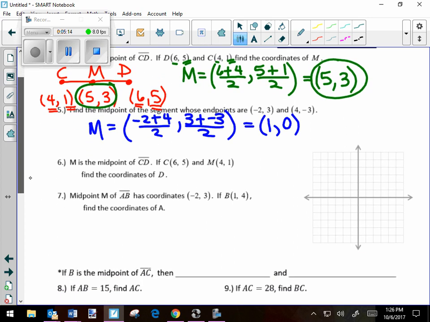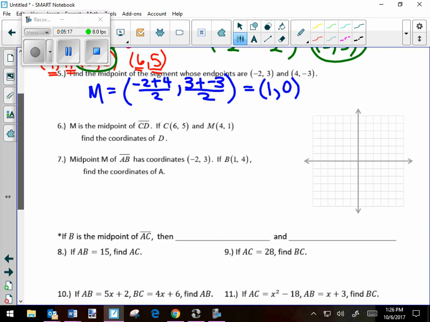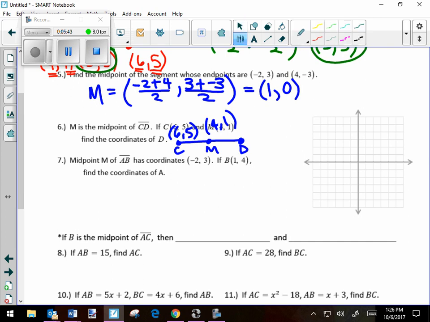Questions 6 and 7 have a little bit different idea on them. In question 6, they're telling us that we have a segment that goes from C to D, and C has coordinates (6, 5), and M, the midpoint, has coordinates (4, 1). That means the midpoint, the middle point, is already given to you. So if I look at what happens when I go from 6 to 4, I can see that what happened is I did a minus 2.